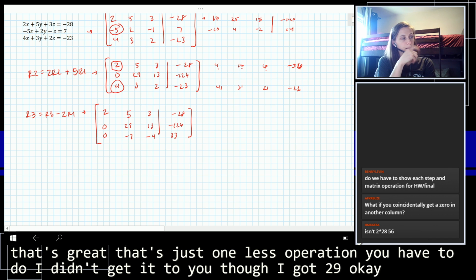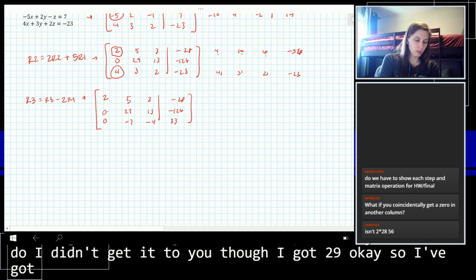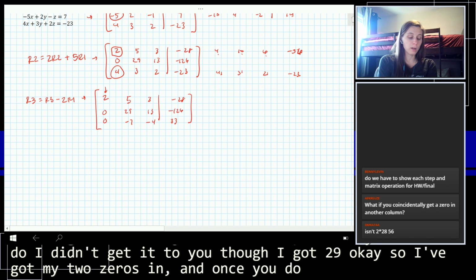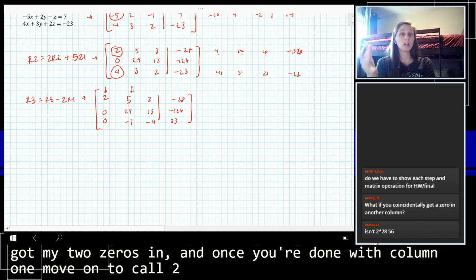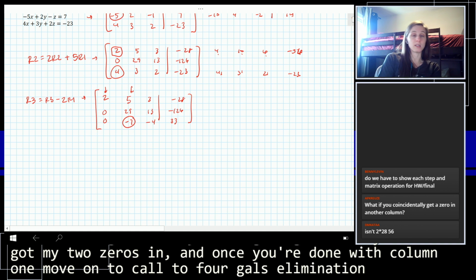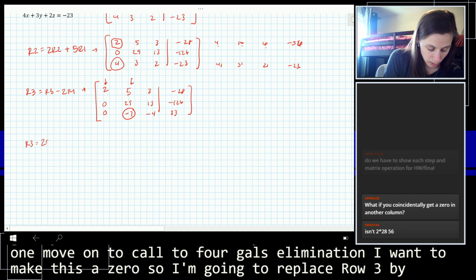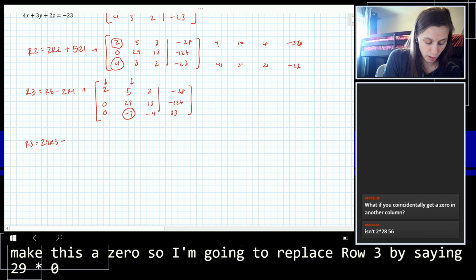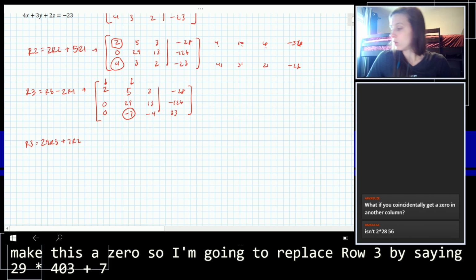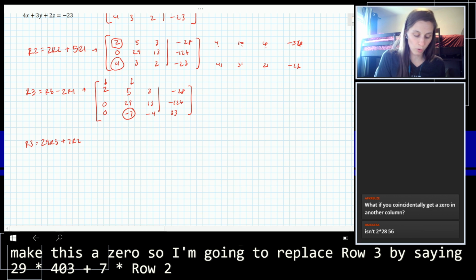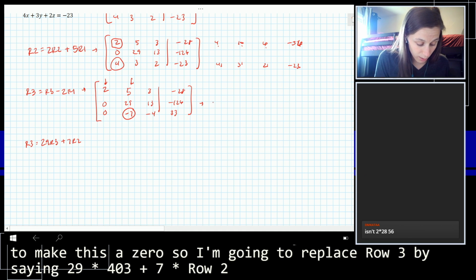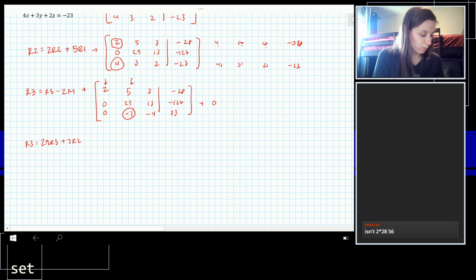Okay. So I've got my two zeros in column one. And once you're done with column one, move on to column two. For Gauss elimination, I want to make this a zero. So I'm going to replace row three by saying 29 times row three plus 7 times row two. So once again, I'm going to show my work over on the side. 0 times 7 is 0. 29 times 7 is 203. I don't remember that number.